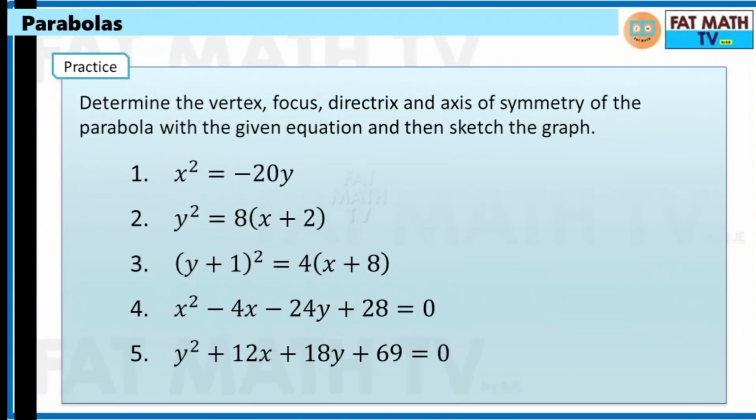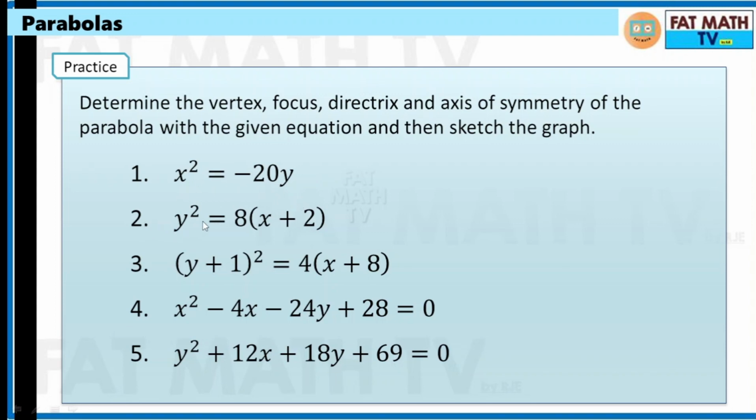Okay, for your practice, we have here 5 items. 3 are in standard form and 2 are in general form. So same, determine the focus, opening, vertex, directrix, and axis of symmetry of the parabola, and then sketch the graph. Number 1, x squared equals negative 20y. So we have here vertex at 0, 0.